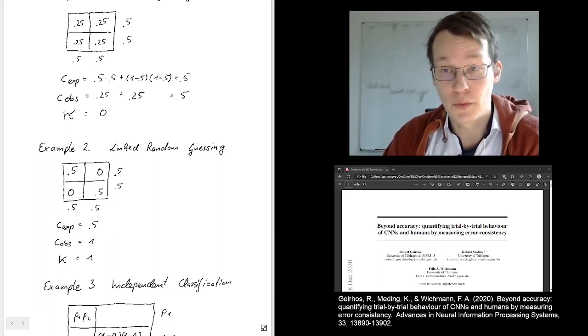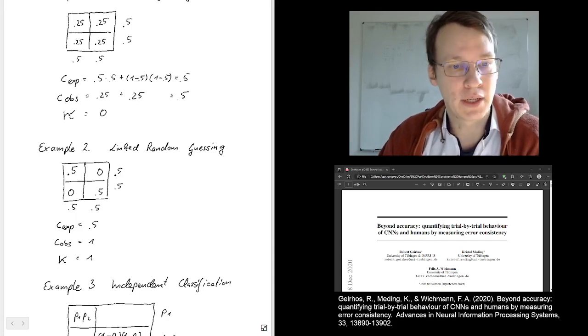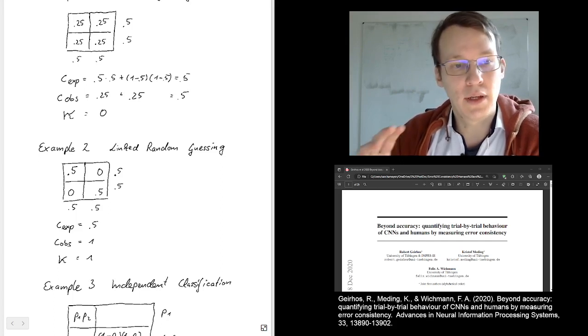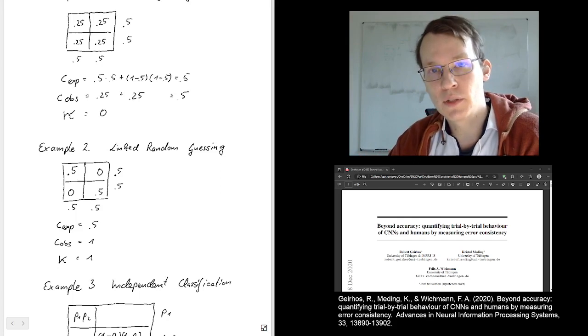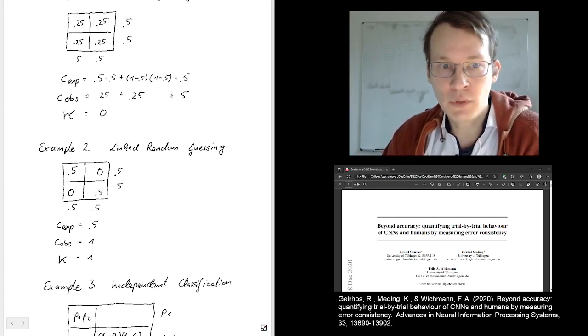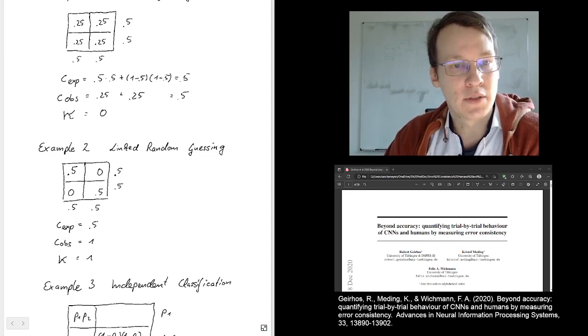Okay. Another third example before we get to the relation between accuracy and Cohen's kappa, because right here at the first and second example we see that Cohen's kappa and the accuracy are somewhat independent to some degree, because here the accuracy is the same, but Cohen's kappa can vary a lot.